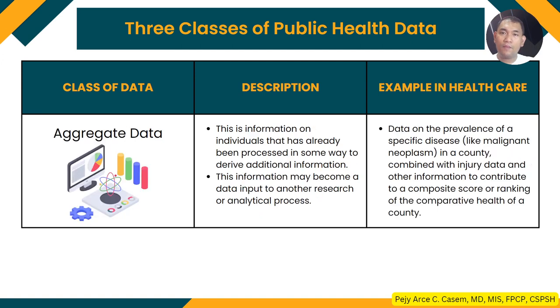The second class of public health data is the aggregate data. If we say aggregate data, this is information on individuals that has already been processed in some way to derive additional information. This information may become a data input to another research or analytical process. An example would be data on the prevalence of a specific disease, like malignant neoplasms in a county or a country, combined with injury data and other information to contribute to a composite score or ranking of the comparative health of a country.